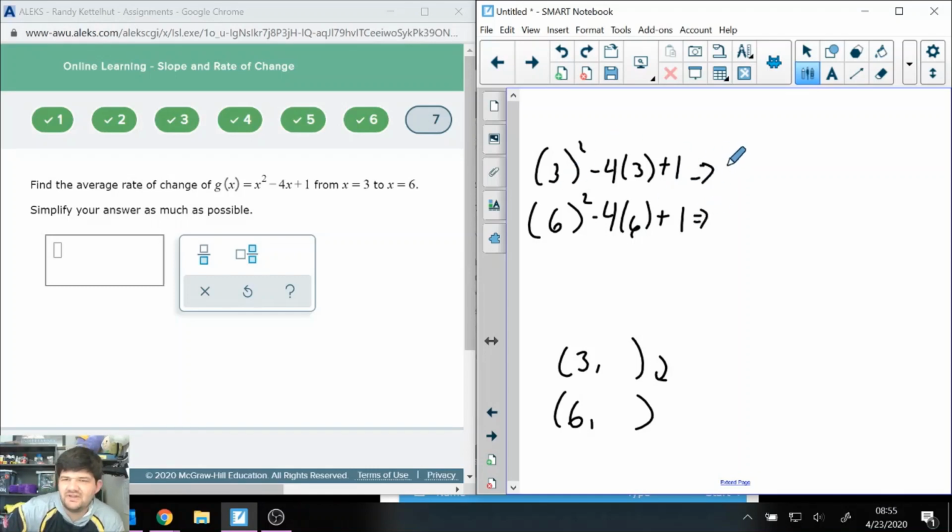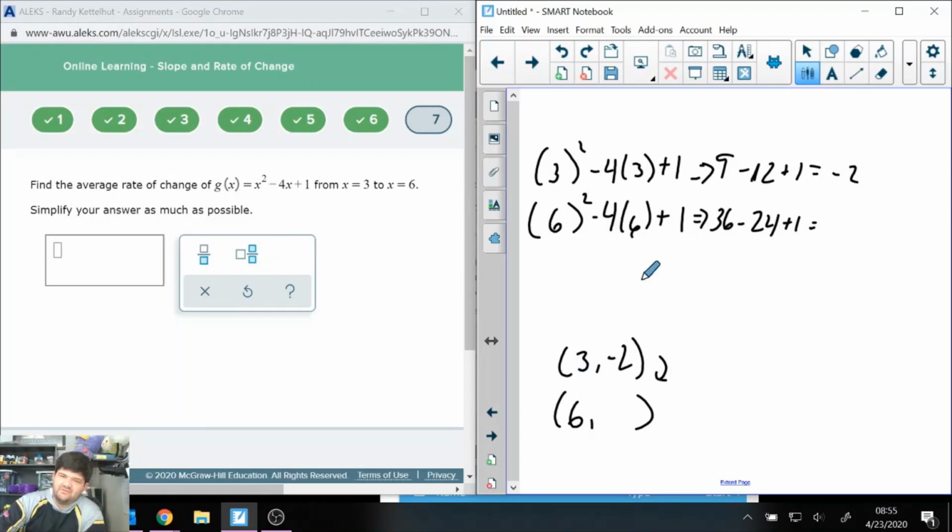So 3 squared is 9, minus 4 times 3 is 12, and then plus 1. Over here, 6 squared is 36. 4 times 6 is 24, plus 1. Then here we have 9 minus 12 is negative 3, plus 1 is negative 2. So that's our first point. When you plug in 3, you get negative 2, and you should be able to check that on Desmos if you use my equations. And then over here, 36 minus 24 is 12, plus 1 is lucky number 13.